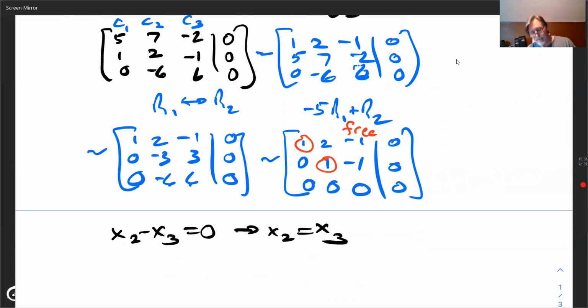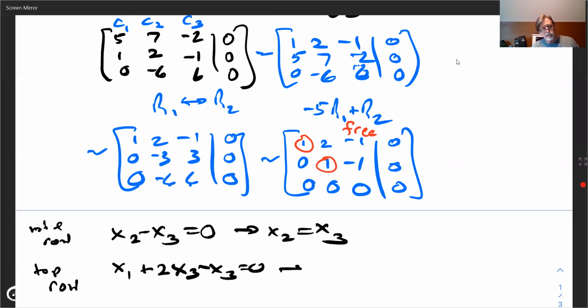That's the only condition. Here comes another one, x1, top row. This is the mid row. I didn't do that on the last video, and top row. Eventually, you'll just see it and go, I know what you're doing. I've done it 1,000 times. This one says plus twice x2, but x2 is the same as x3. And then we'll go minus x3 is equal to 0. And lo and behold, what we get is x1 is equal to negative x3.